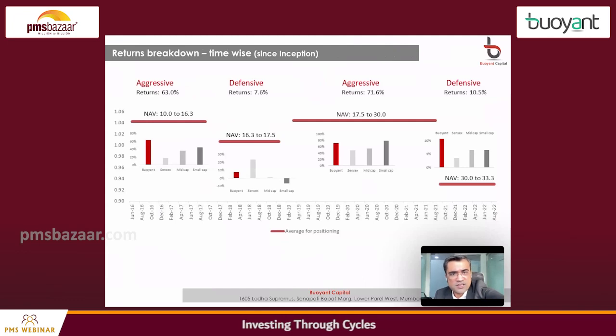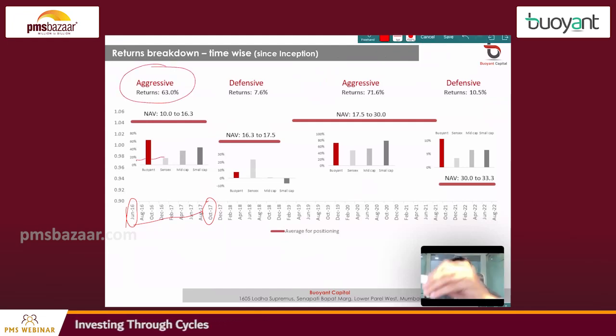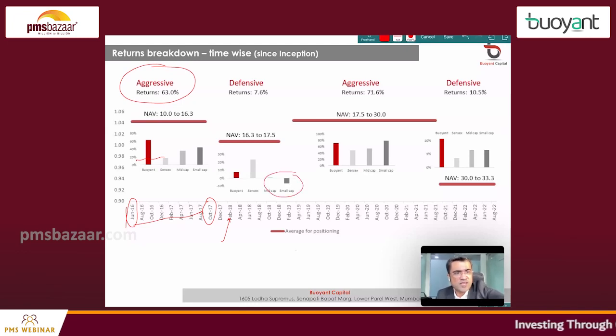So essentially, we started the fund in June 2016. We ran it aggressive till October, during which time Sensex was something like 20% return, but we generated 63% return. Now, in October, we became defensive. The long-term capital gains budget came at the end of Jan. The broader market was down, and we ran a defensive portfolio till Feb 19.